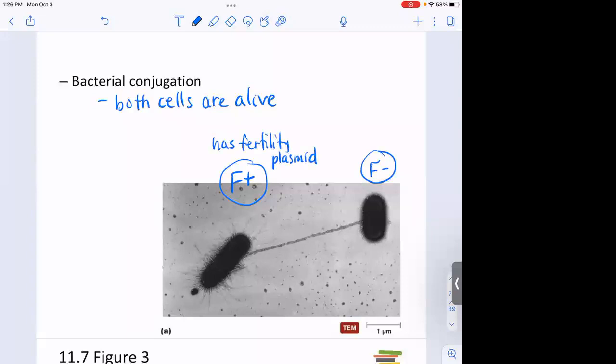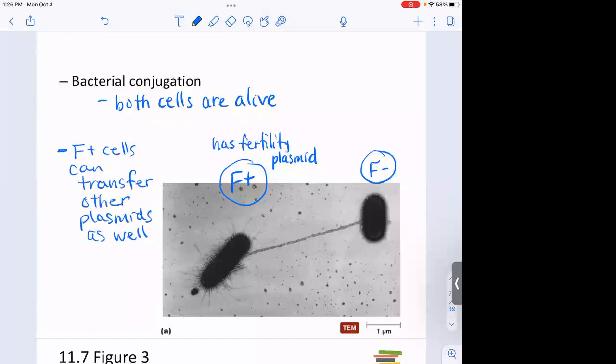And then that new cell, once it acquires that plasmid, now it has the ability to make a pilus. Okay, the so-what there is that F+ cells can transfer other plasmids as well. Maybe like a resistance plasmid. So we think this is one mechanism that bacterial resistance to antibiotics spreads to lots of other cells.